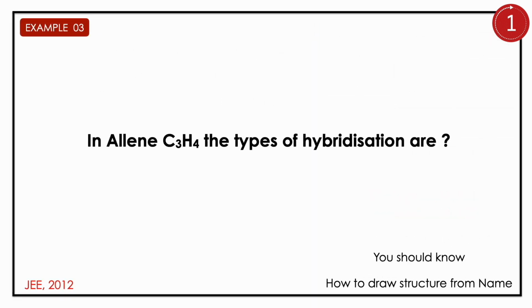Then the next example. The question is, in allene, C3H4, how many types of hybridization are there? The question is indirect. You should know how to draw the structure from the name.